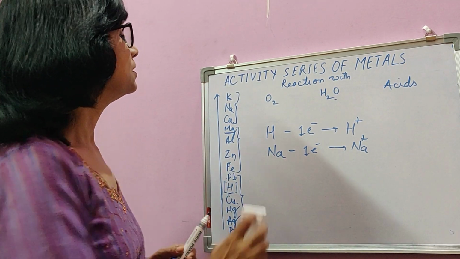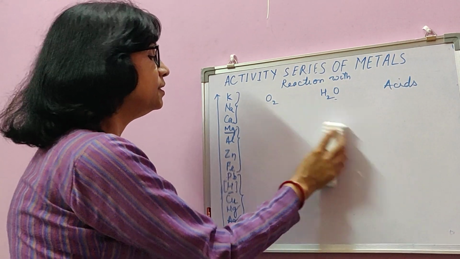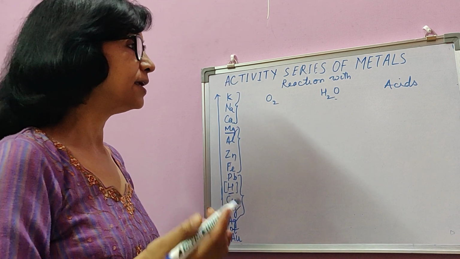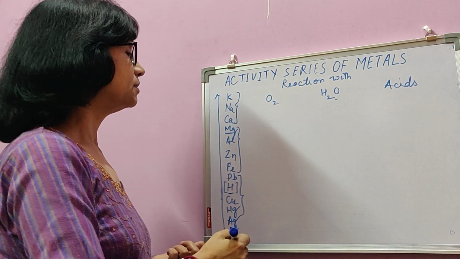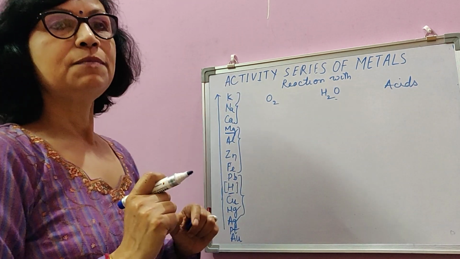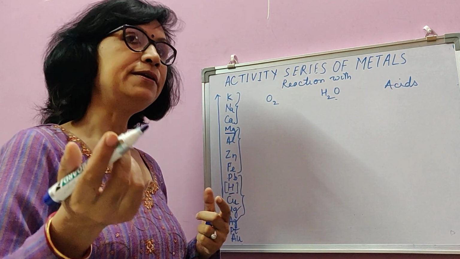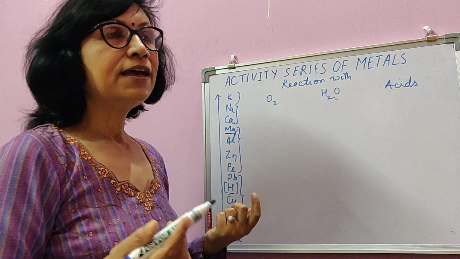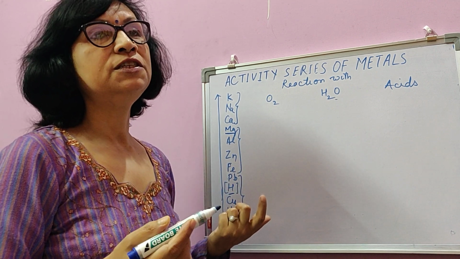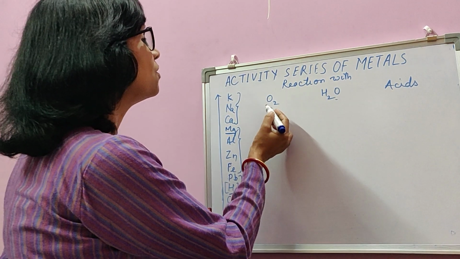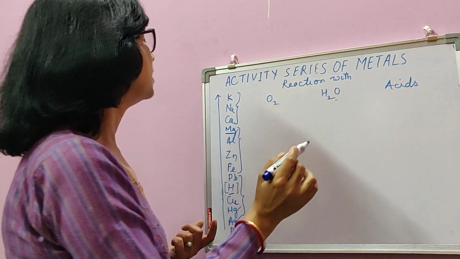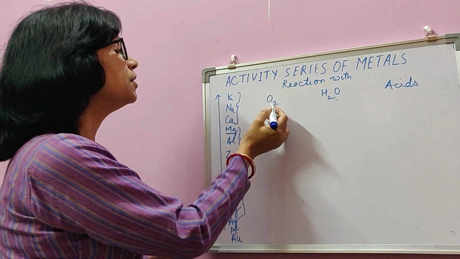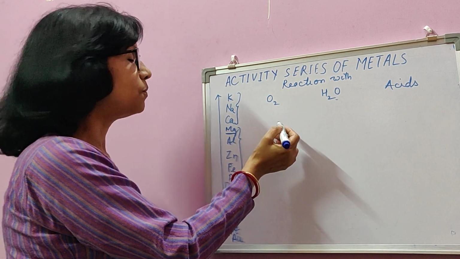Children, by using this series we can study the different compounds like oxides, hydroxides, nitrates, etc. of these metals. We can compare which metal will displace another metal from its salt solution. We can also check and compare the ease with which they react with different reactants like oxygen, water and acid. For example, potassium, sodium and calcium, being at the top, react with oxygen at very low temperature.